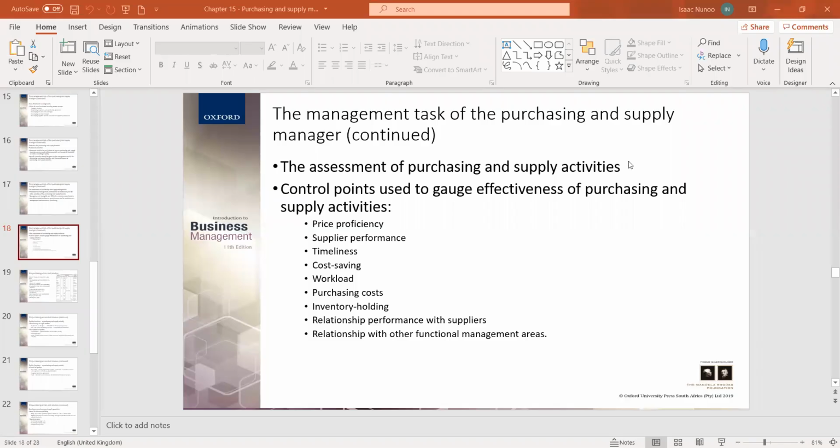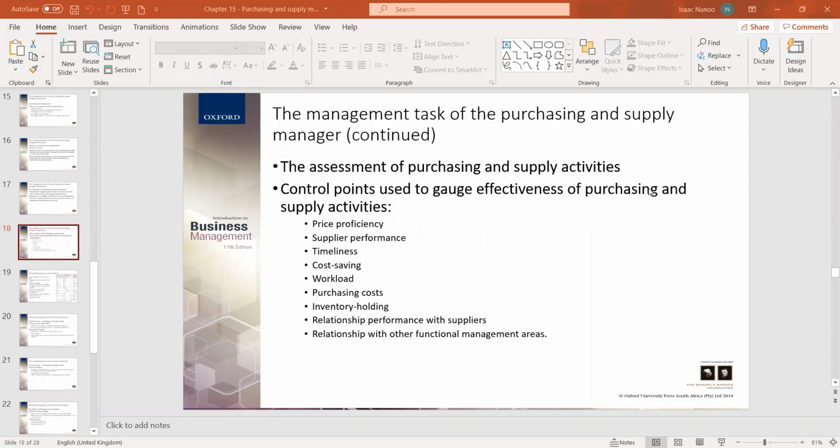Here we are looking at some of the assessment techniques or tools that you can use to assess your management roles. You can talk about price efficiency here. You compare the actual price with what you budgeted for the raw materials. Maybe you want to buy one for R5 and you go to buy it for R6. You budget and compare whether the actual price is the same as the budgeted price.